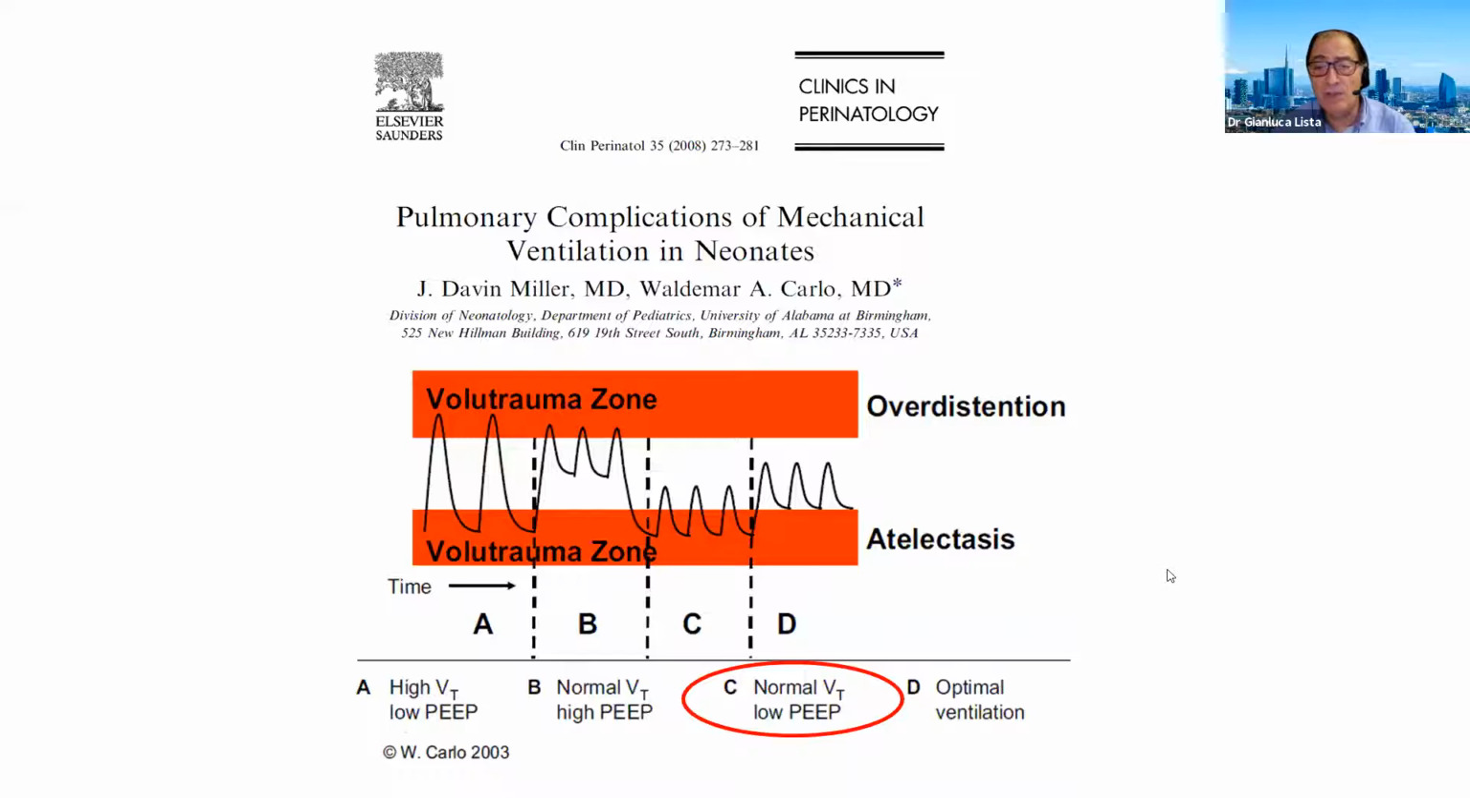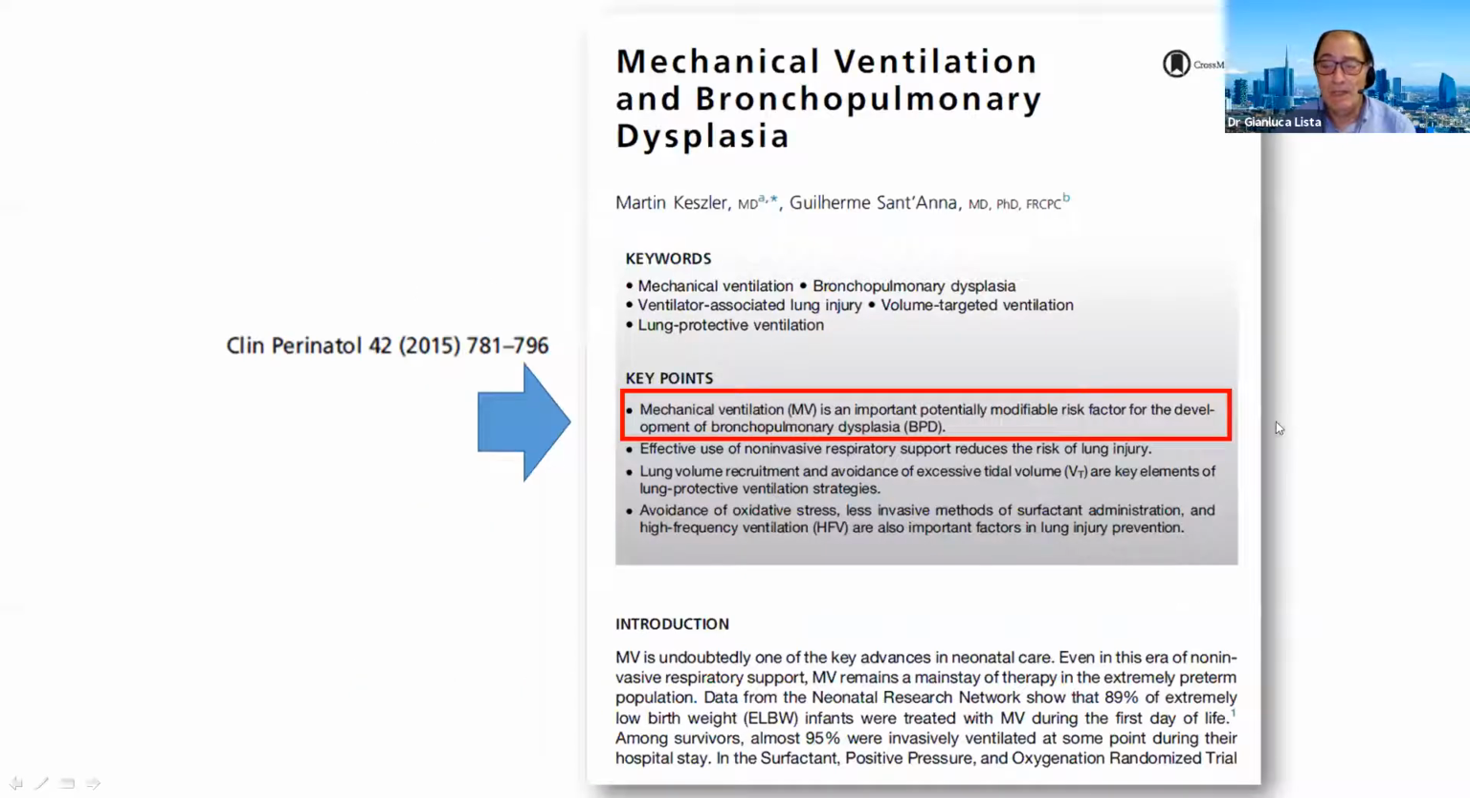We have tried to use an optimal mechanical ventilation that is correlated to the use of normal tidal volume and adequate PEEP in order to avoid both the risk of atelectasis and overdistension. We have to remember that mechanical ventilation is one of the most important predisposing factors to develop BPD.